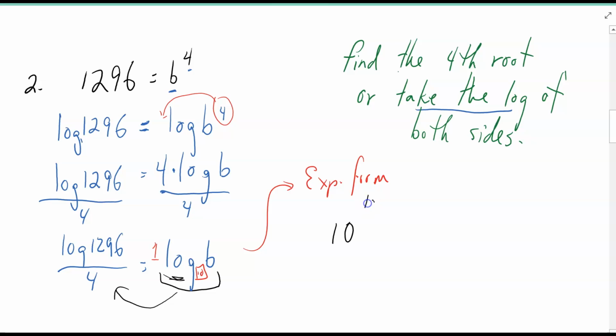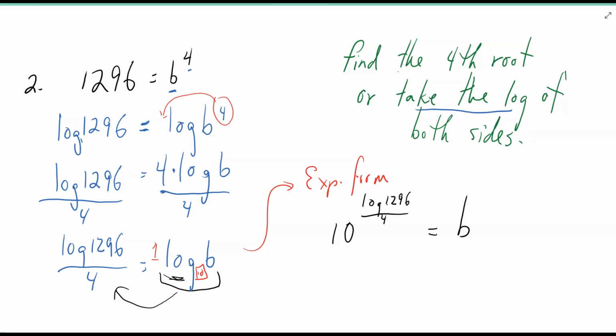So 10 to the power of the log of 1296 divided by 4 equals b. And this is something you're just going to put in your calculator. Let me do that a little bit neater. The log of 1296 over 4. So I suggest using the fraction key for this. We're going to raise 10 to the power, and that's the anti-logarithm. So the second function of the log key.